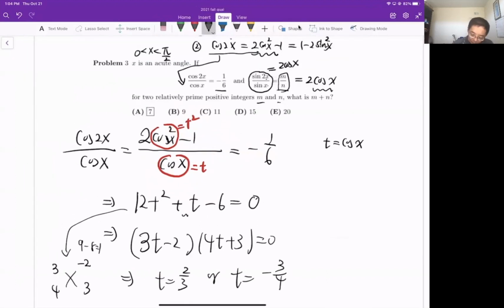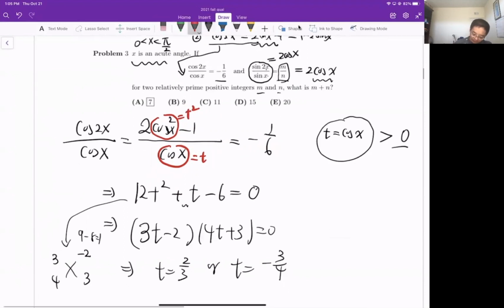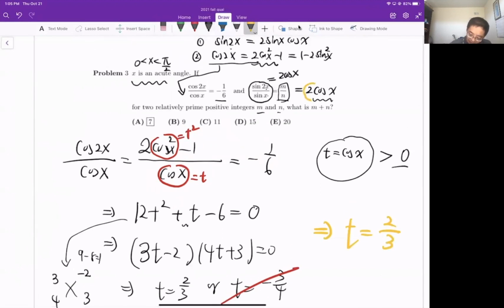However, we know that x is an acute angle. If it's an acute angle, the cosine is always positive. Therefore, this one is not valid. Finally, we just get t equals 2/3. And n is twice cosine x, so this is twice t, which is 4/3. Accordingly, this is m, and this is n, and m plus n equals 7. So the answer is A, 7.